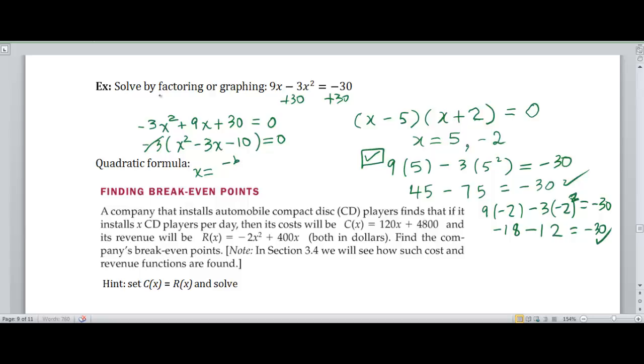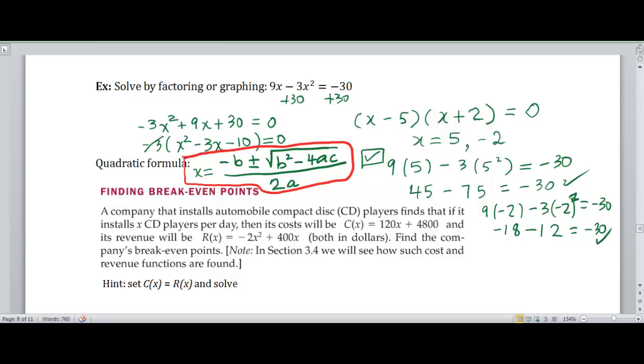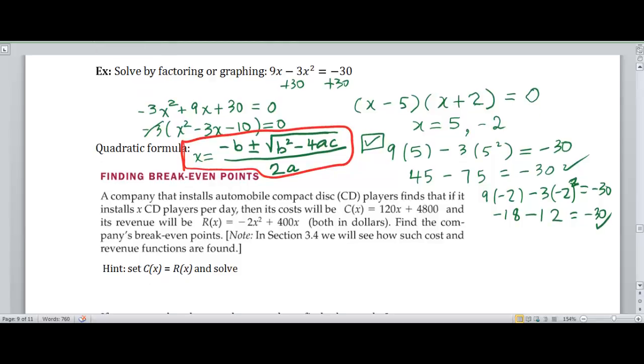Negative b, oops, let me make this better. Negative b plus or minus square root of b squared minus 4ac, okay, all over 2a. Okay, so there'll be plenty of instances where we'll be using the quadratic formula in this class. Okay, for right now, I would just like you to memorize it. Alright, let's scroll down. Let's do an example.